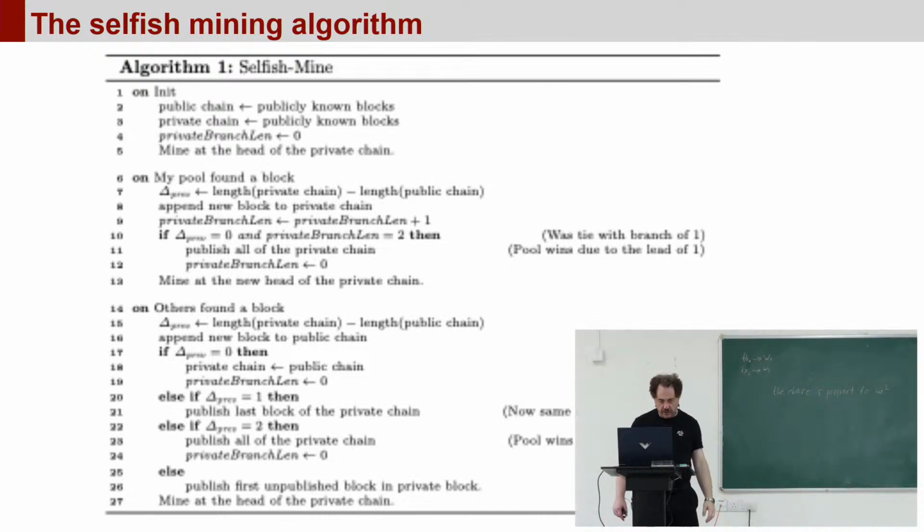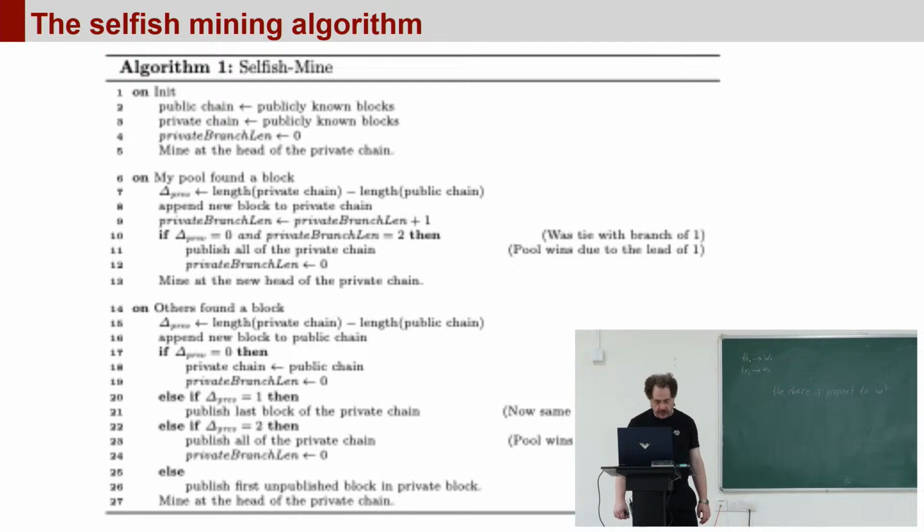Then I compute the delta. The delta is the difference between the length of the private chain and the length of the public chain. Then I append the new block to the private chain, and I increase the length of the private chain. I increment it by 1. And now the interesting part.